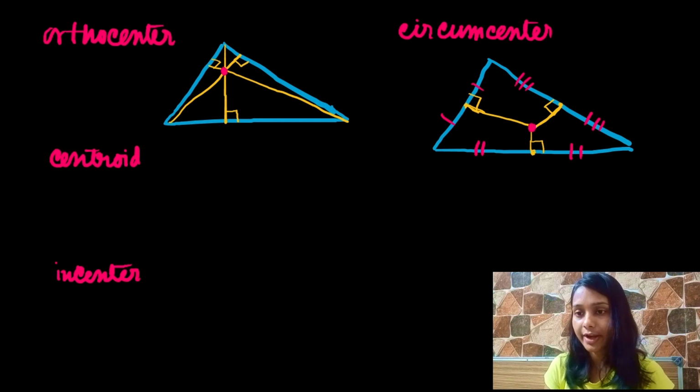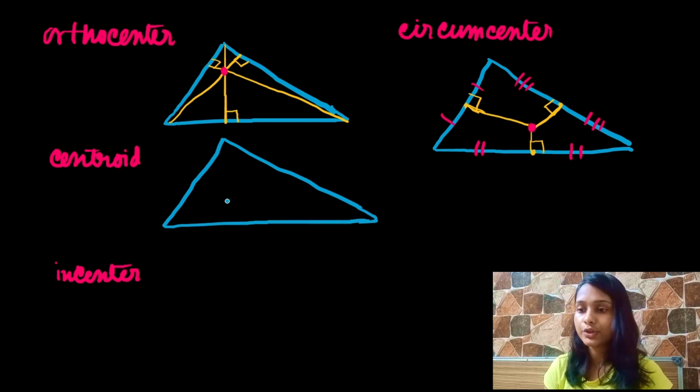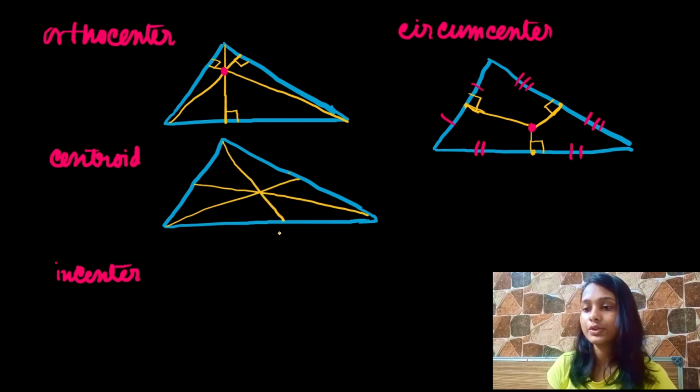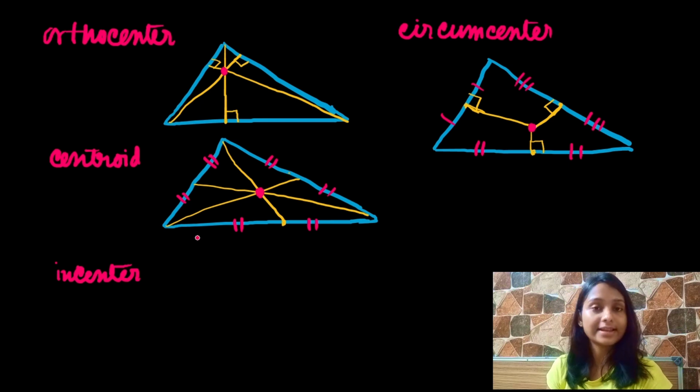Now moving to the centroid, we have this triangle. So centroid is the simplest one, which is the intersection of the medians. So here suppose we have one median like this, another median like this, and another median like this. So these are equal, these are equal, and these are equal. So the intersection of those medians is called the centroid.